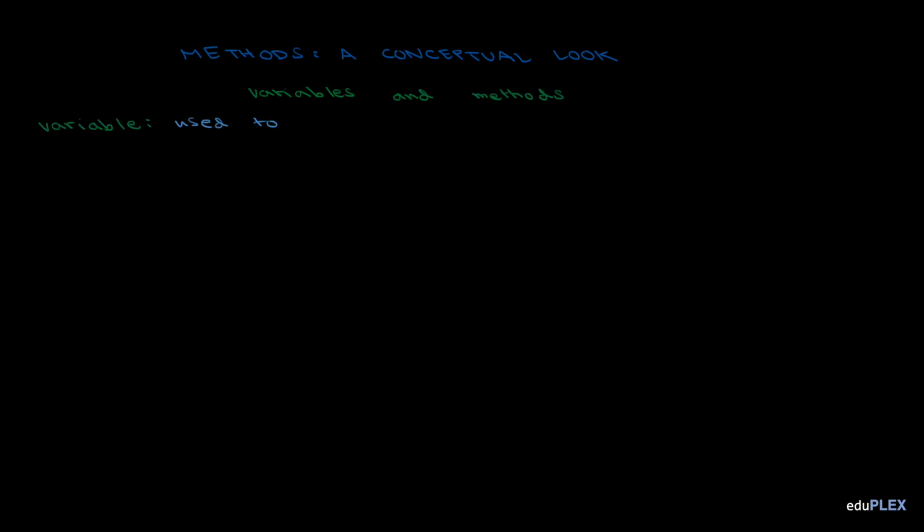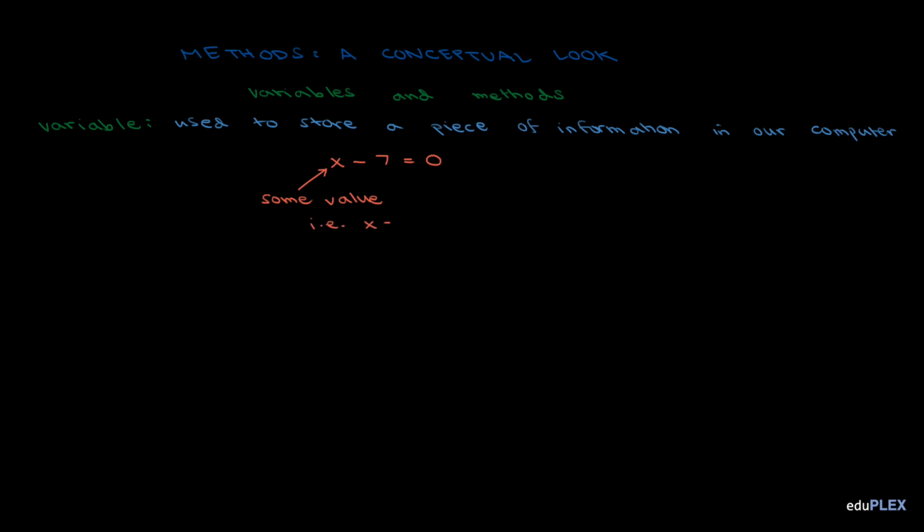A variable is used to store a piece of information in our computer. You've probably heard of the word variable before in algebra. Let's think about what it means in that context. If I had the expression x minus 7 equals 0, what does that mean? Well, it means x is some value which minus 7 is equal to 0. In other words, x is equal to 7. For our sake, we can think that x is storing the value of 7.